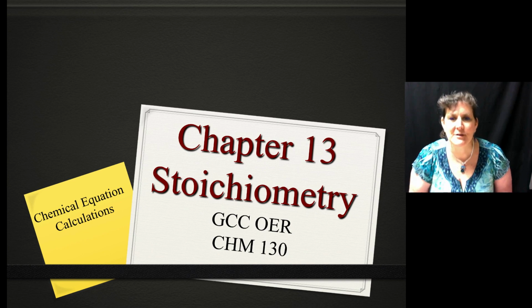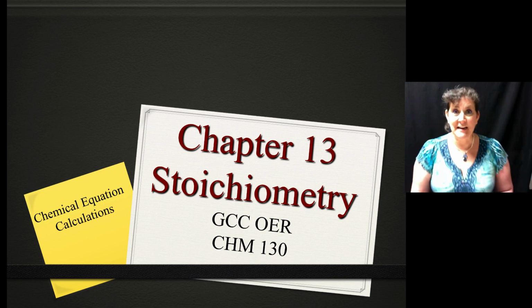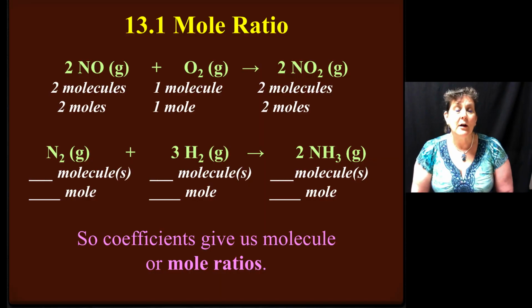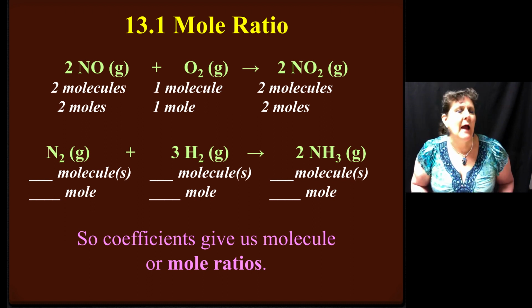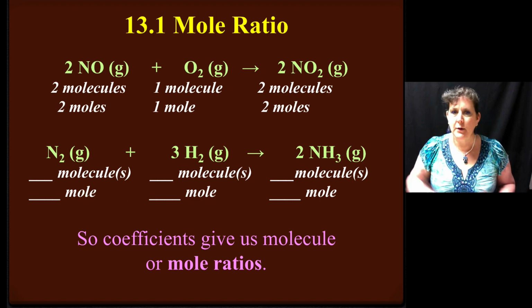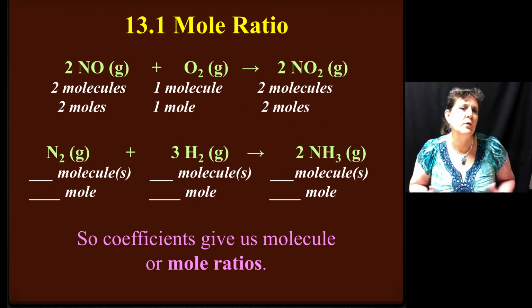Glendale Community College. We are here to work on Chem 130's Chapter 13 on stoichiometry. We are going to learn about mole ratios first of all. So when we have a balanced reaction, we just learned how to balance them and put the coefficients in front to balance them. But what do those numbers really mean?